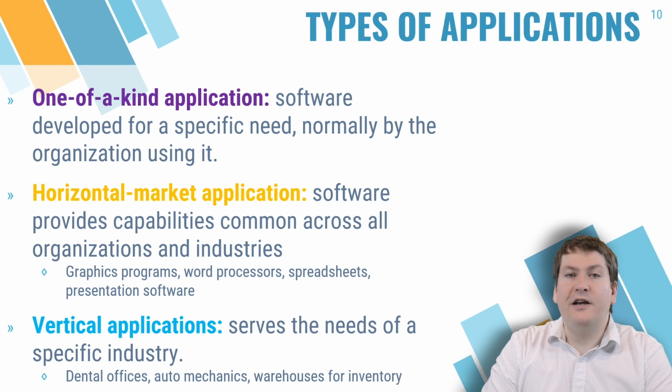Horizontal market applications provide capabilities that are common and desired across all organizations and individuals in an industry. For example, word processors, spreadsheets, and presentation software. Vertical applications serve the needs of a very specific or niche industry. This could be things like appointment scheduling software for doctors, learning management systems for educational use, or development tools for programmers.